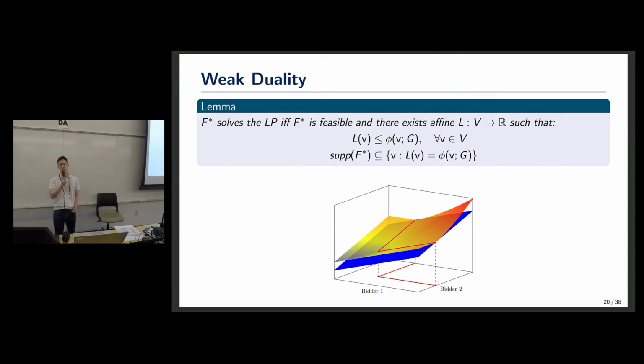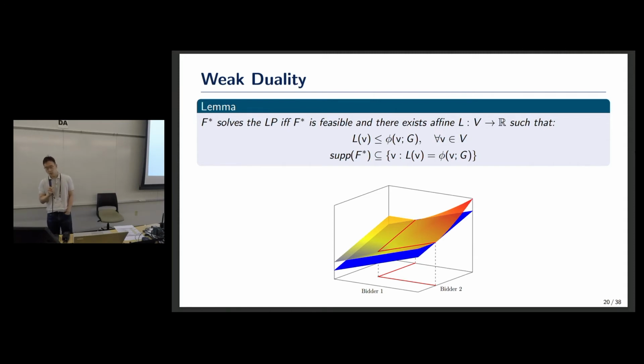And what does weak duality say here? Weak duality says that F star is going to solve the LP if and only if F star is feasible, and there exists an affine function L, which are basically the dual variables, such that L is always below phi, and the support of F star must be contained in the set in which L and phi intersect. So visually, this surface is going to be the phi function as a function of the value profiles, and this blue hyperplane is going to be our L. We can see that phi is above L everywhere. But on the points where they intersect, it's exactly on this L-shaped support for the worst case distribution.